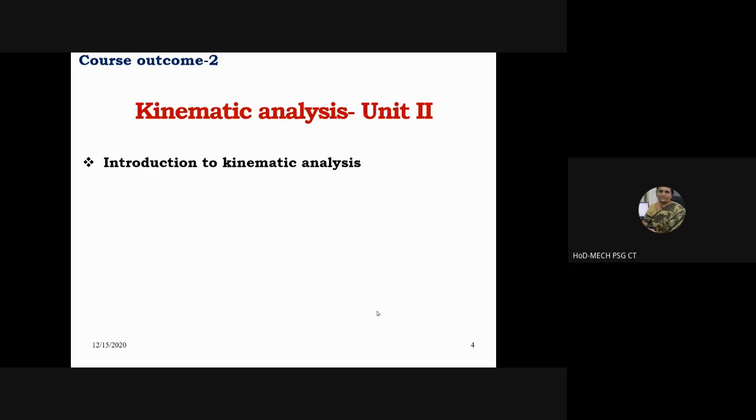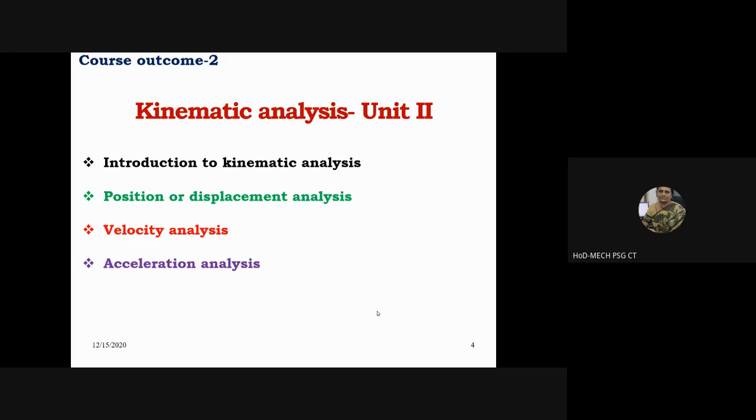So we'll be learning about the need for kinematic analysis, what exactly we mean by kinematic analysis, what we will be doing here, and what is the need for carrying out kinematic analysis of mechanisms. Then position or displacement analysis. Not much of displacement analysis will be covered because, going by the graphical method, the position analysis will be a very simple drawing of a diagram. I will explain later on. And so we will be very rigorously carrying out velocity analysis and acceleration analysis of mechanisms.